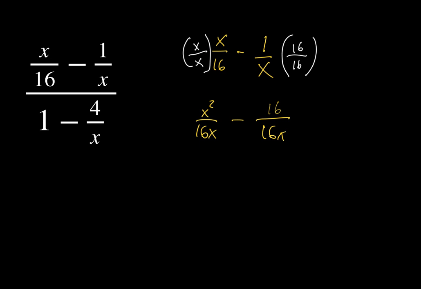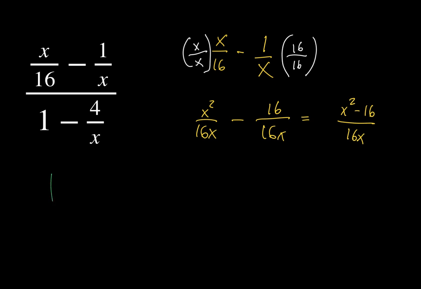Oh, but wait, I can now pull them together into one fraction. X squared minus 16 divided by 16x. All right, so that's my numerator. I'm going to put a pin in that, let that sit. Now I'm going to look at the denominator and say, all right, let's do the same thing there.